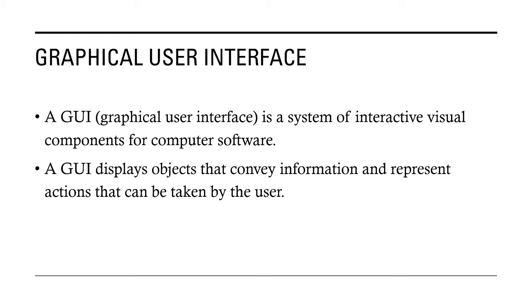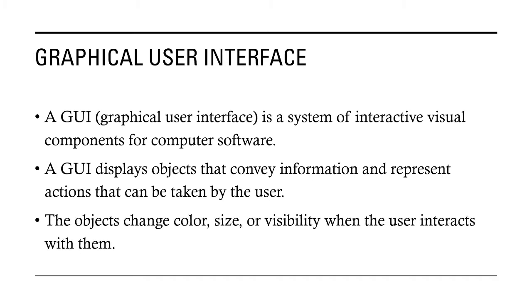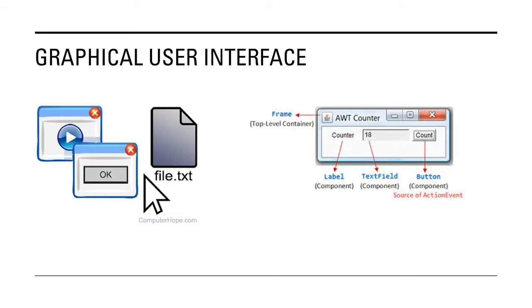It also represents actions like generating a report, displaying a notification that can be taken by the user. So in GUI, the elements or the objects change color, size, or visibility when the user interacts with them. So these are some examples of GUI windows or forms that we can create using Java.